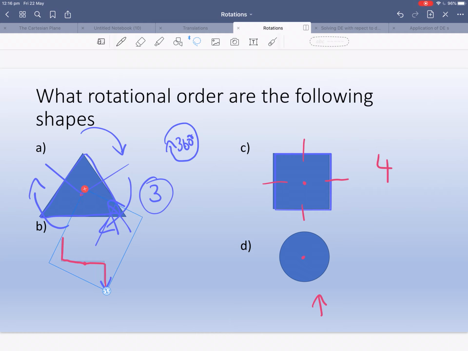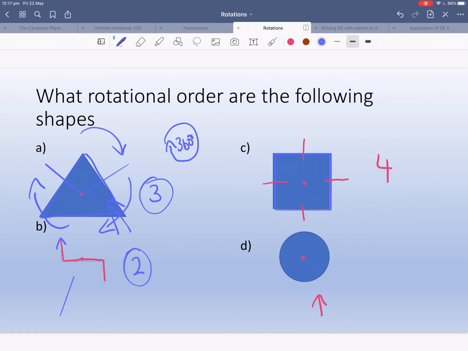See how I'm upside down? But essentially my tracing over is not that good. Essentially I've got the same thing, and then I go around again. So the rotational order for this one is only 2, because there's only upside down and up front that I can do it. What about the circle?